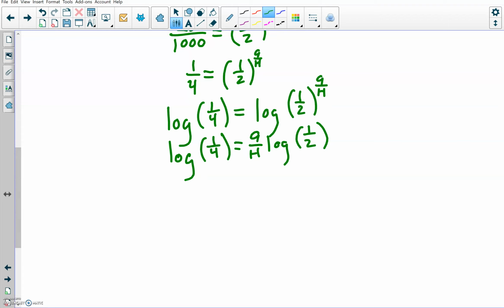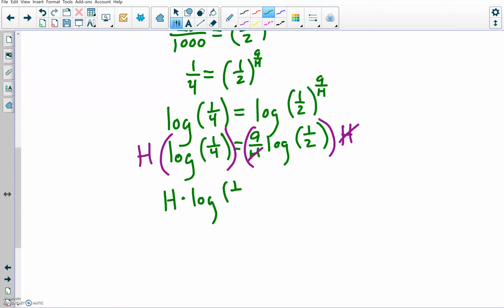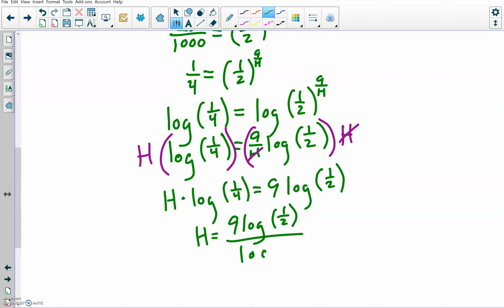Now you've got an H in the denominator, and there are a few ways you could approach this from here, but what I would recommend is to multiply both sides by H. The H's on the right side will cancel, and I will have H times log of 1/4, which allows me to divide by the log of 1/4 to get to an answer. It's just a way of getting that out of the denominator. H will then equal 9 log of 1/2 divided by the log of 1/4.